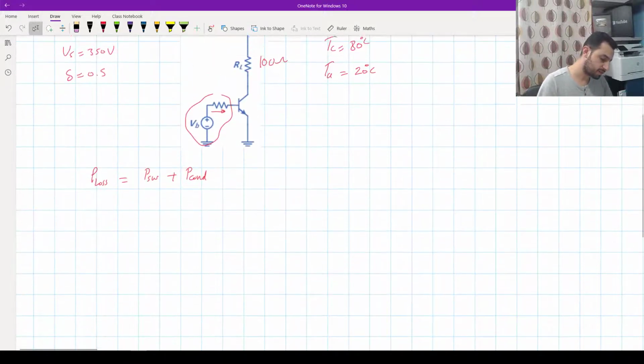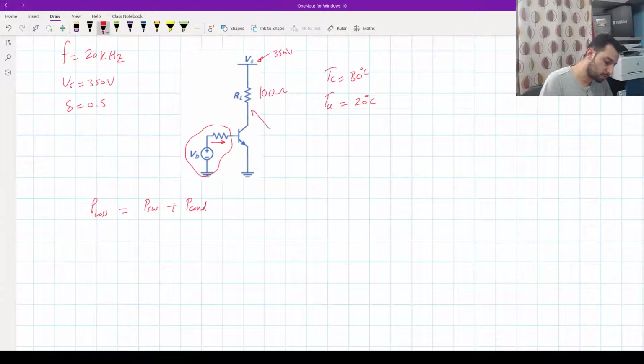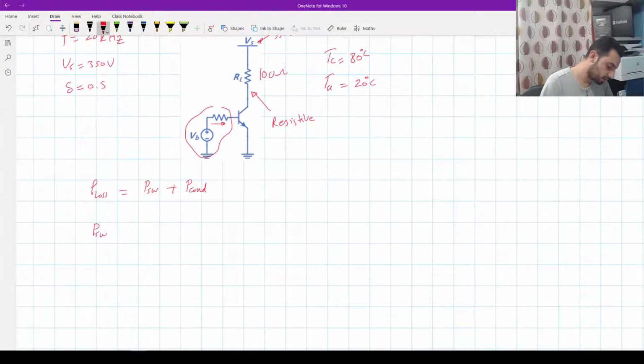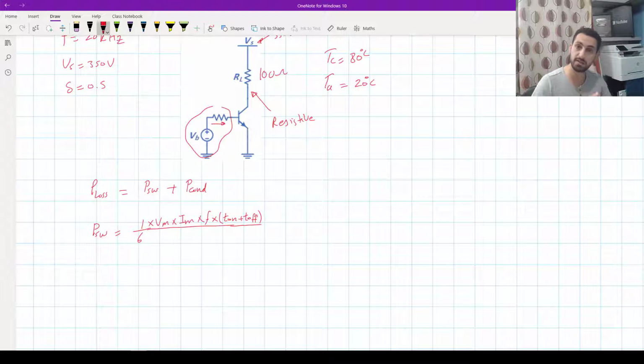So now let's see the first thing. We have here a resistive load, and that means we are going to use this switching equation, which is 1/6 multiplied by Vmax times Imax times the frequency times the switching on plus the switching off times. This is the equation for the switching losses, and it includes the on switching losses and off switching losses. The derivation for that is included in the lecture.